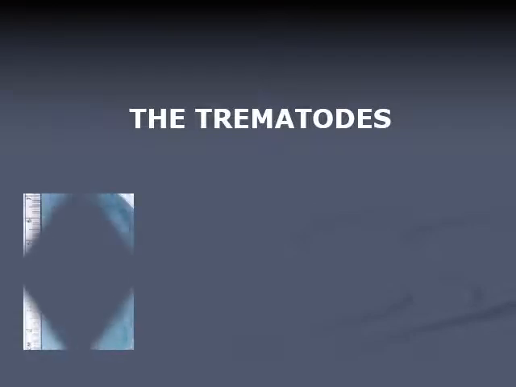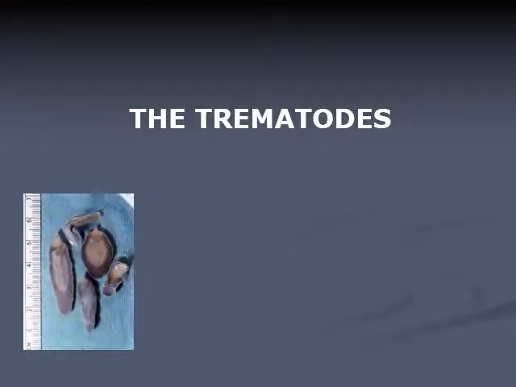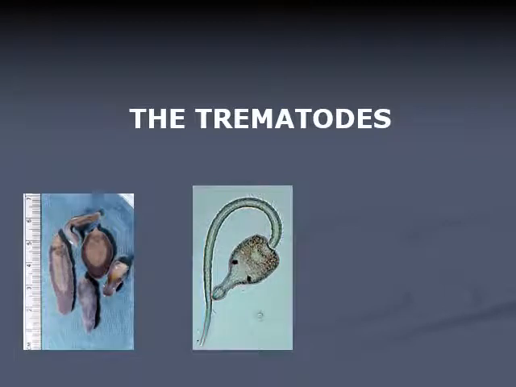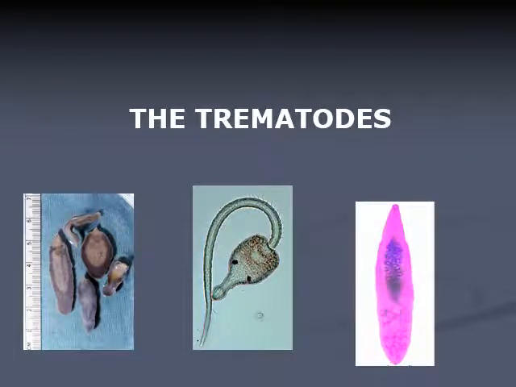Trematodes are called so because they look like tree leaves. As we see, they are pointed at the anterior and posterior parts, flattened dorsoventrally, and wide in the middle.